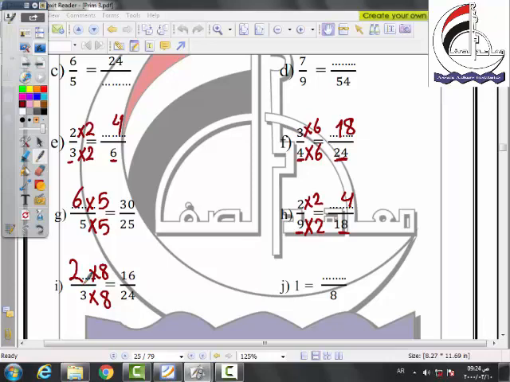1 equals space over 8. How many eighths do we have in whole 1? We have 8 eighths in whole 1.